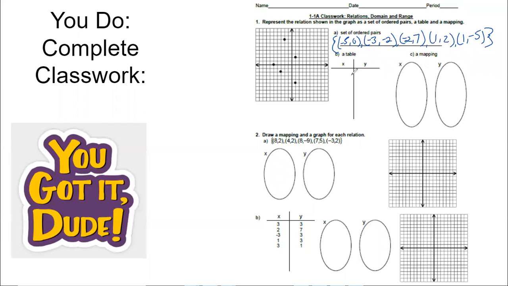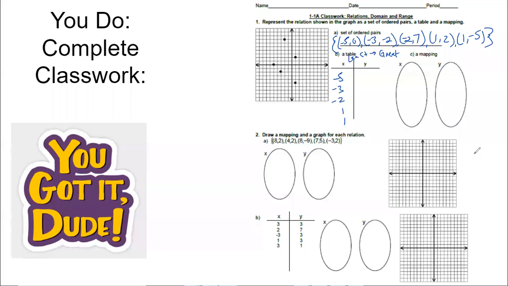So then we're going to now make this into a table. When you're writing out a table, you're going to need to make sure that it is in numerical order. So we're going to go from least to greatest. For your X values, your domain is written in order from least to greatest. So in this case, my domain is -5, -3, -2, and 1, and another 1, because there's 2 sets of 1s.